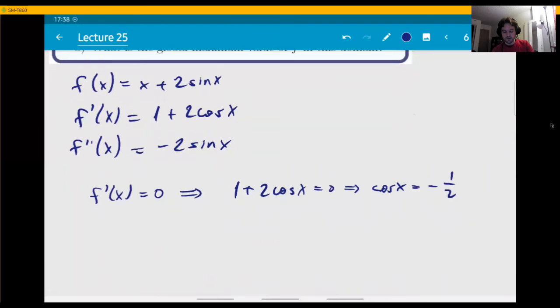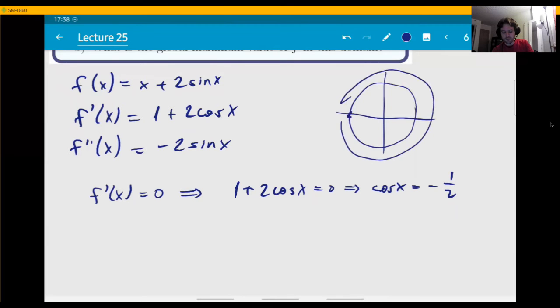Think about your unit circle. We are only talking about angles between -pi and pi. Imagine that this is the range of angles that we're talking about. The only locations where cosine is -1/2 are these 2 angles here. They are -3/4 pi and 3/4 pi.